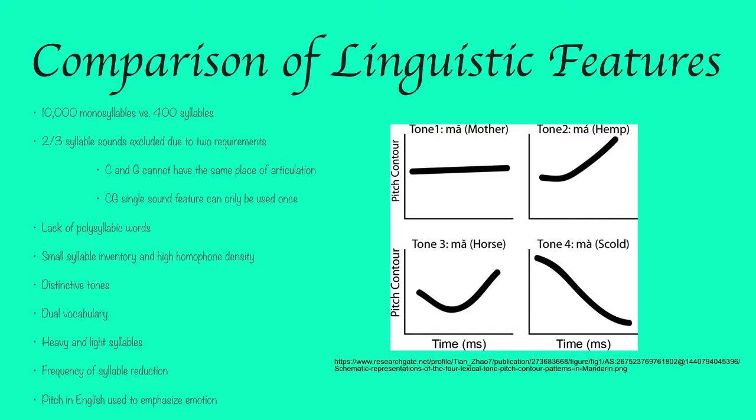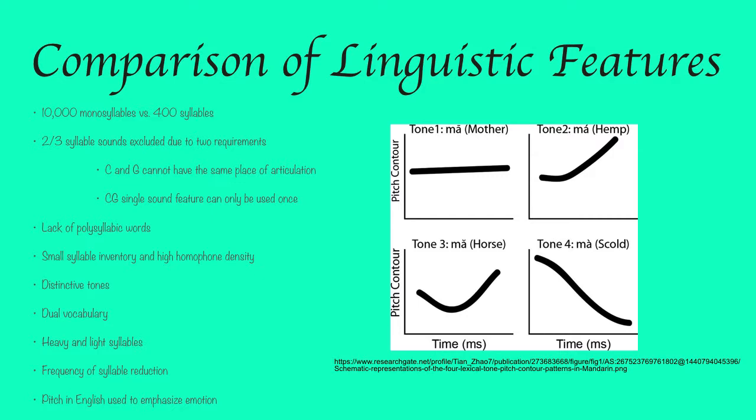In a comparison of English and Mandarin Chinese, English has about 10,000 monosyllables, whereas Mandarin has about 400 syllables total. 2/3 of the syllable sounds are excluded due to two requirements, meaning that Mandarin could have up to 1,300 syllables, but they're excluded because the consonant and the glide cannot have the same place of articulation in the mouth, and the consonant glide single sound can only be used once.